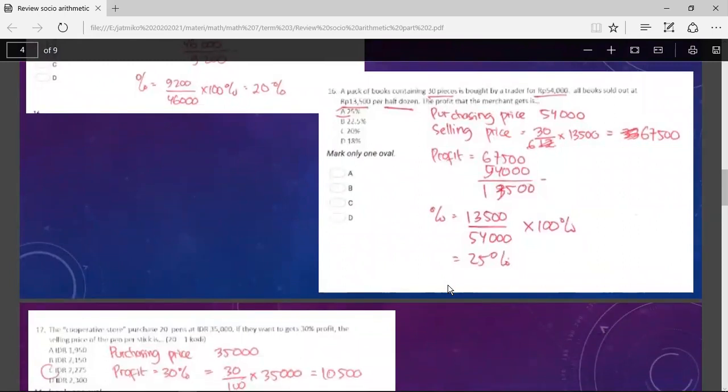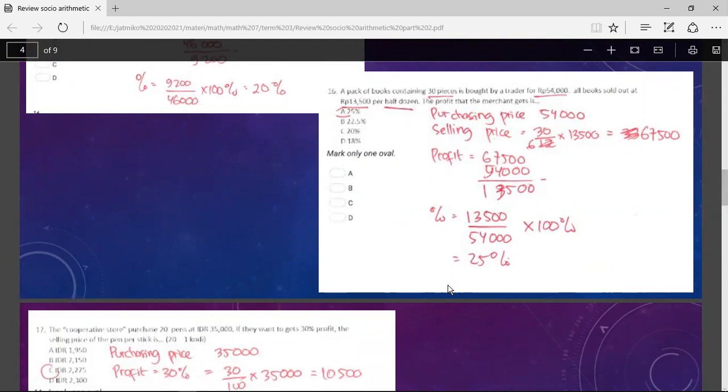Now it's about buying a book. A pack of books containing 30 pieces, they buy it for 54,000. It means that is the purchasing price. So the purchasing price is 54,000.